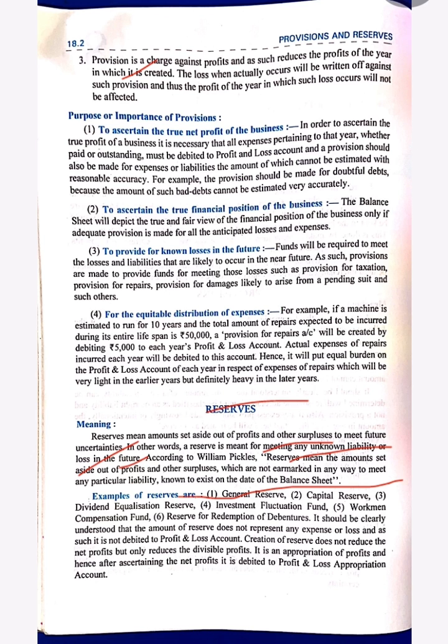So reserve is that amount which is set aside from the profit for unknown liabilities. This amount will not be justified for any single liability, and it will not be related to any single liability. Any type of unknown liabilities can be covered from the reserve. Examples of reserve: general reserve, capital reserve, dividend equalization fund, investment fluctuation fund, workmen compensation fund, etc.